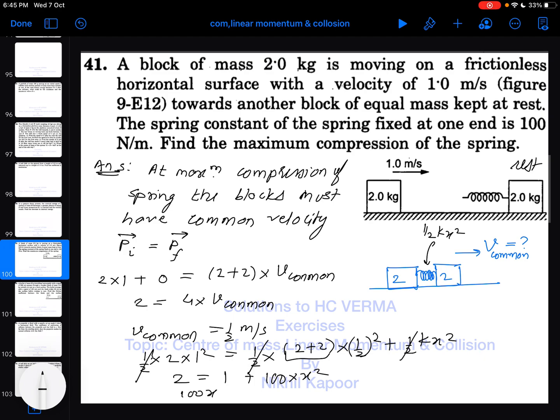So 100 x square is equal to 1. So I can say x square is equal to 1/100. Therefore x will be equal to 1 by 10, that is 0.1 meter. So x will be 10 centimeter. And that is the compression in the spring.